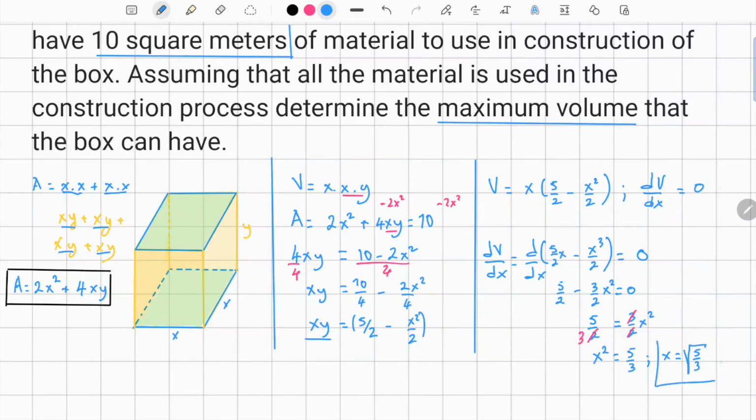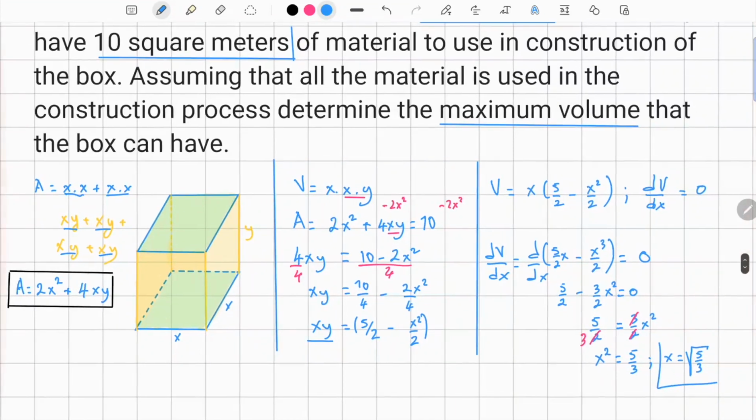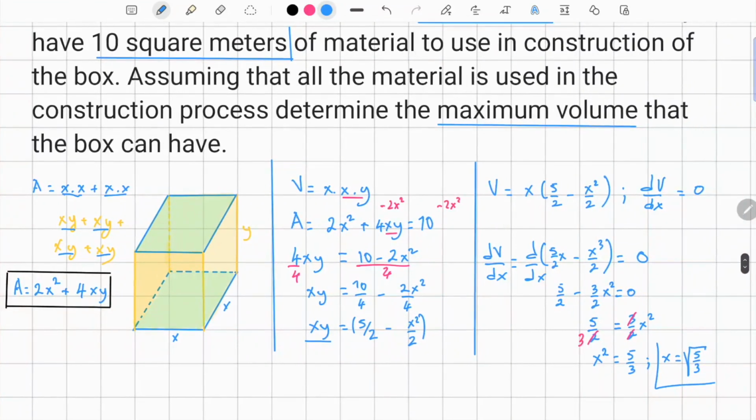Now we know the value of x and y in terms of the area. We could always plug it inside the formula of the area to find the value of y. But before we do that, let's verify whether our local maximum is truly the maximum value of the volume. In order to do that, we can use the table of variation of the volume function, or take the second derivative of the volume, and if the second derivative gives us a positive number at x equal to the square root of 5/3, it means we have a local minimum.